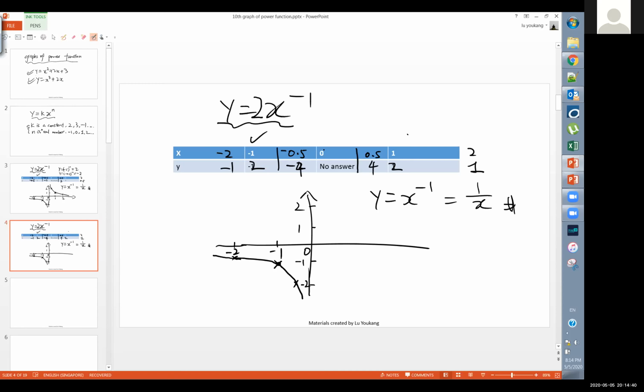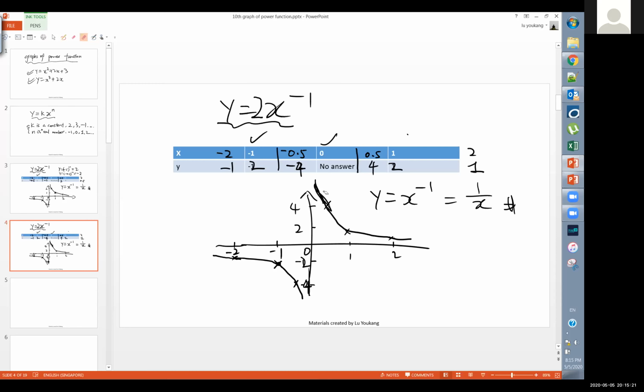So when it's 0, no answer. When it's 0.5, let me get this scale first. So when it's 0.5, it's 4. So it means it should be somewhere on top here. Let me change the scale for this to accommodate bigger numbers. So when it's half, it's 4. When it's 1, it's 2. When it's 2, it's 1. So basically, the shape is generally the same.